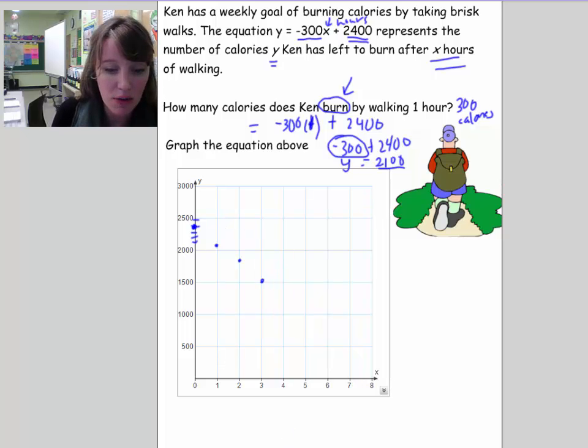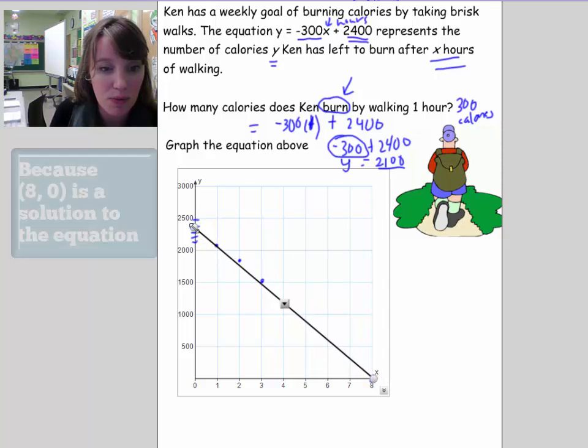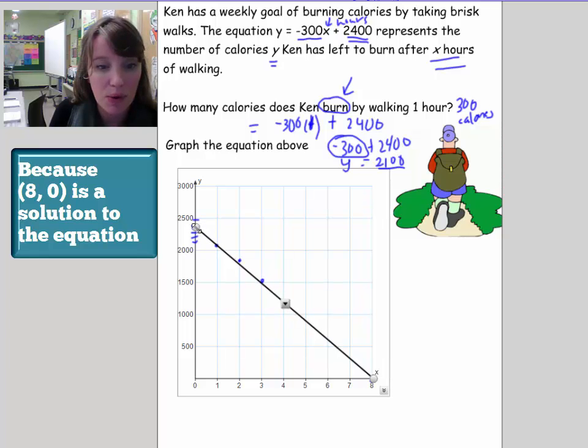Okay, and that's actually good enough for me to make a line just by using those points, because I can just drag the line through those points like that, like you would use a ruler to make that line, and it would be going down through other points here. So actually, we also know, by the way, that after 8 hours, if I put 8 into this equation, it would be negative 300 times 8, which would be -2,400. If I added that to 2,400, I would get a y value of 0. So we actually know that it crosses the x-axis at 8. Okay, there we go. So there's our line right here.